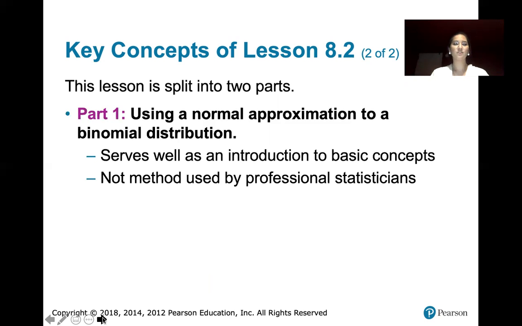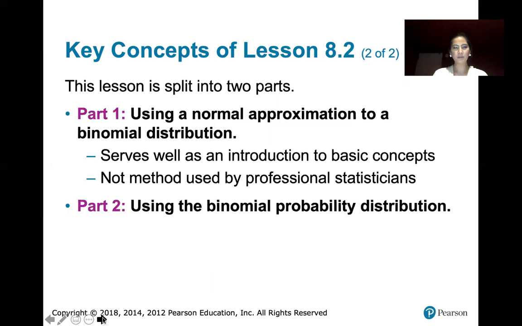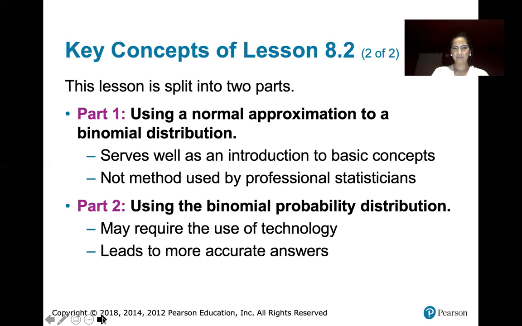So while we will do this in order to make sure we understand hypothesis testing, if we want to be more accurate, we're going to have to use a binomial distribution. So part 2 will deal with getting the exact answers using binomial probability distributions. This will require the use of technology most of the time. If our sample size is relatively large, technology will be necessary in order to be efficient. And again, it's going to lead to more accurate answers. This would be the method used by professional statisticians.